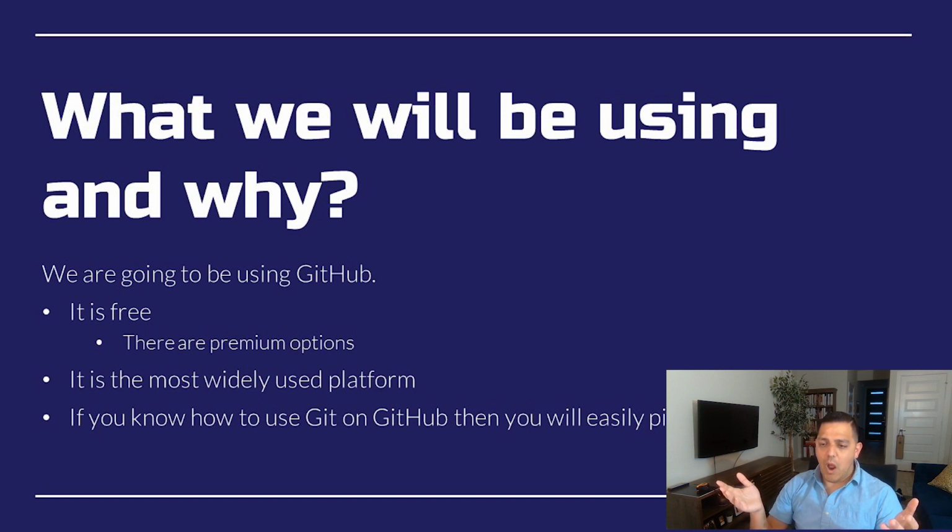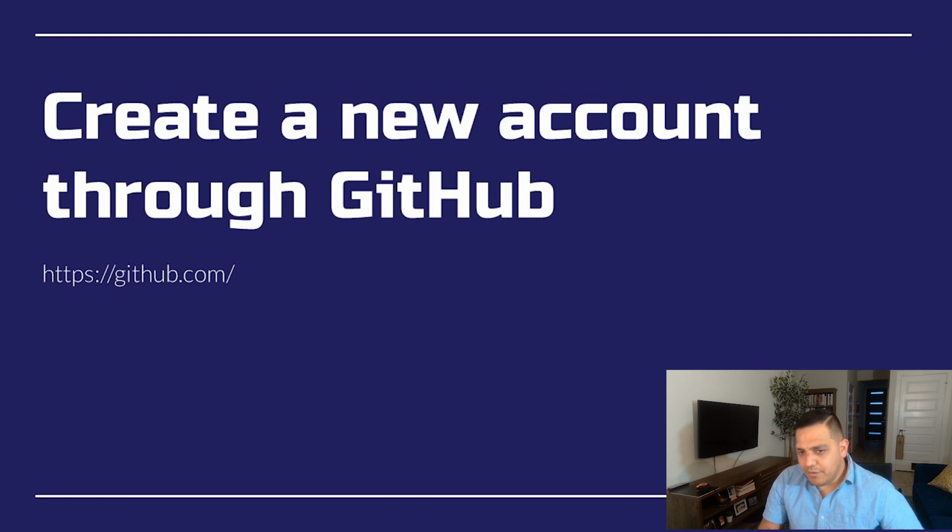So if we familiarize ourselves with GitHub, then you're going to be able to use Git on any of the others, because really all the other alternatives are very strongly based off of GitHub. So if you know how to use Git on GitHub, then you will be able to pick it up on any version control system. All right, so let's actually go and create a new GitHub account.